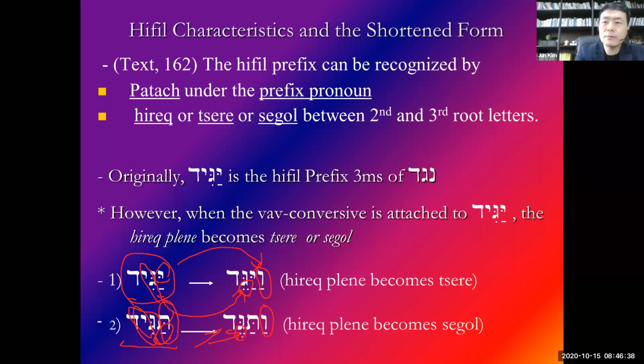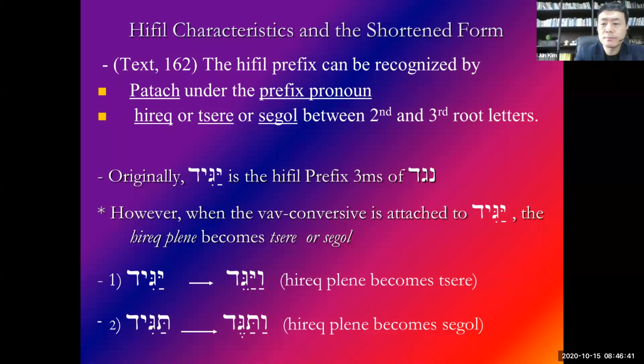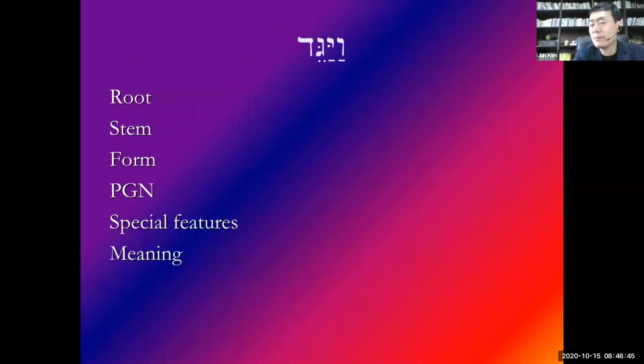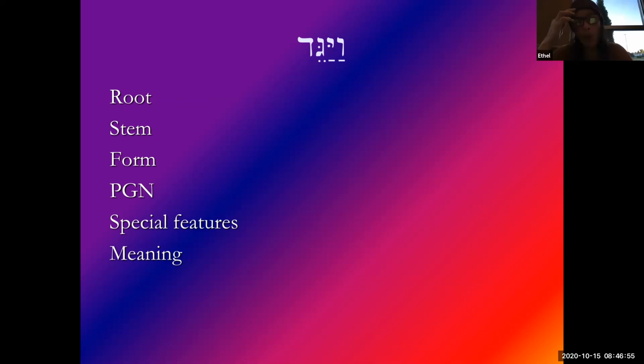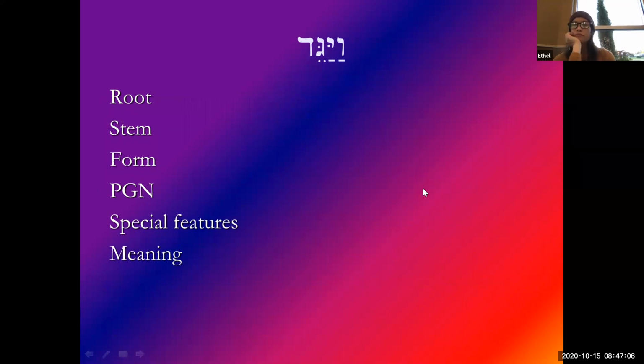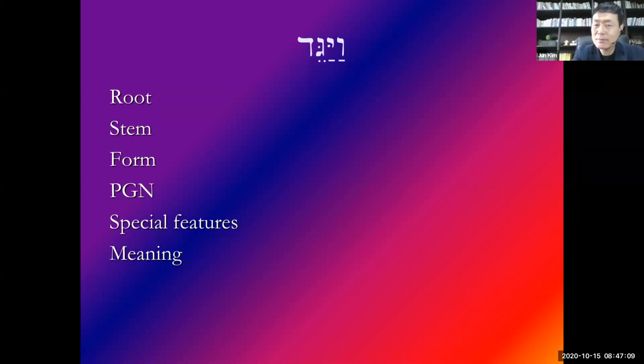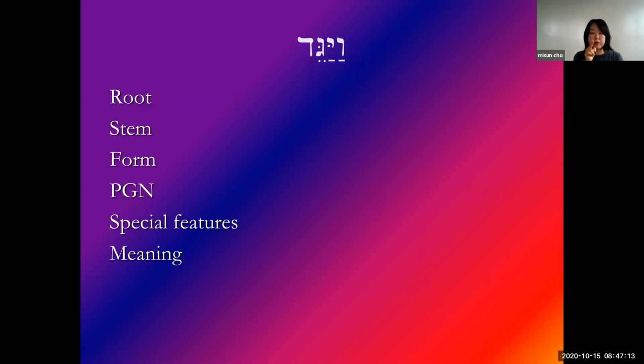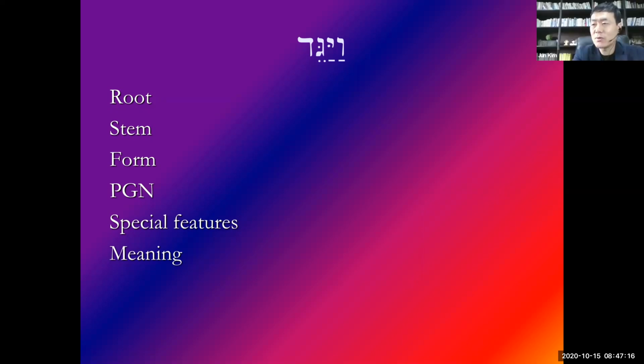Do you have any questions so far? Let me move on. So we don't have any problem. Root letter, nagat. Stem. What stem do we have today? Hifil. Why? Under the yod, patah. Under the yod, patah, and sere. Right. One, sere, 2, 3, and between the second and third. That is secondary confirmation. So Hifil.